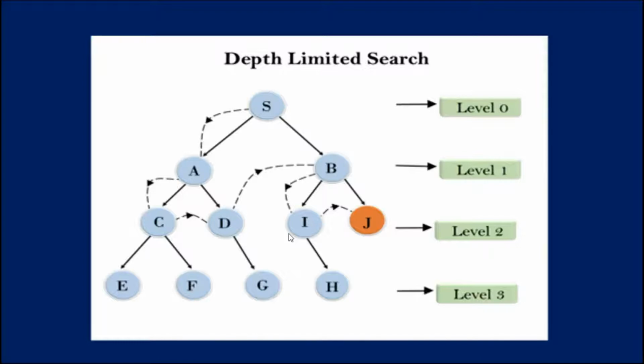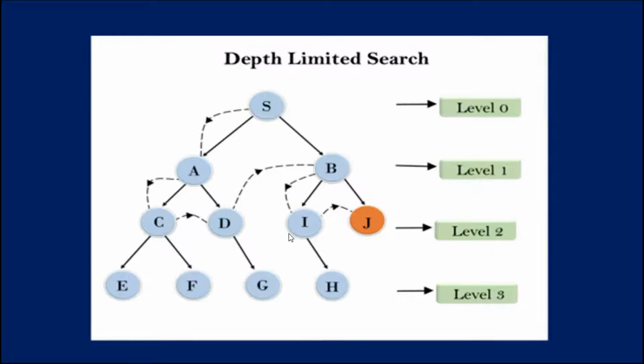So using depth limited search, it traversed starting from the initial node. The initial node here is S, and the child nodes are A and B. First it goes to A, then C, after that D, then backtracks to B, and then comes to I, and then J. Since it has reached the goal node, it stops searching the nodes. If not, it goes to a further depth.